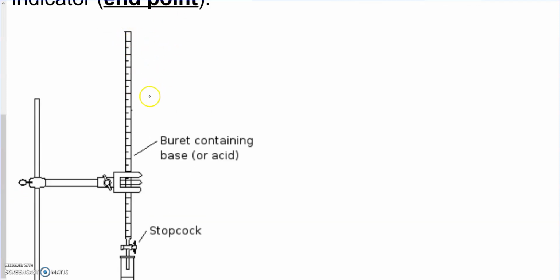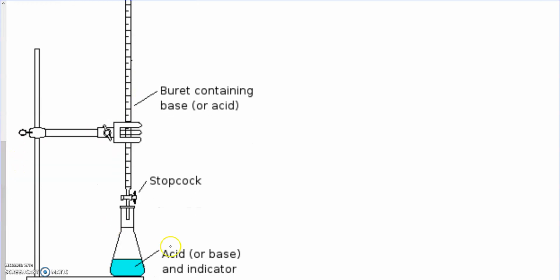It would have either the acid or the base in it. Sometimes this is the one we know, sometimes it's the one we don't know. It depends. And then we have a flask with an indicator in the acid or base below. So if this was the base in the burette, this would be the acid, or if this was the acid, this would be the base. And all we do is turn this stopcock a little bit and let a few drops fall in at a time until we see a color change.